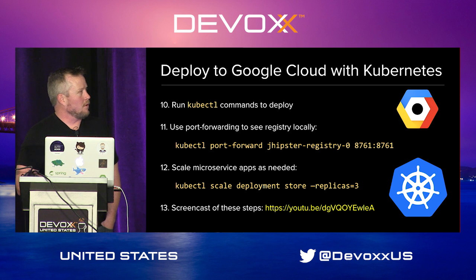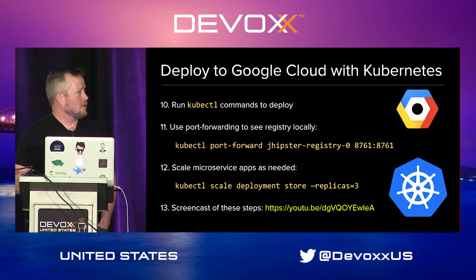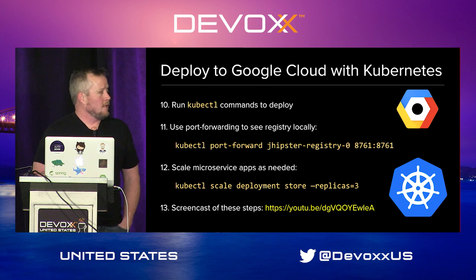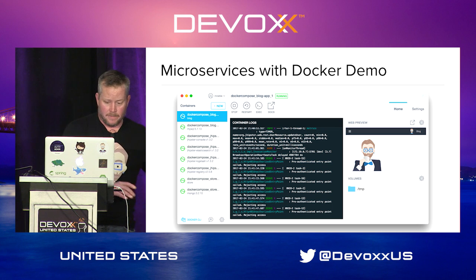And then you can do port forwarding from Google Cloud locally, so you can see the JHipster registry and make sure all your apps are registered. And then you can also scale microservices apps. So that's a pretty cool feature. So microservices with Docker, let's look at that.